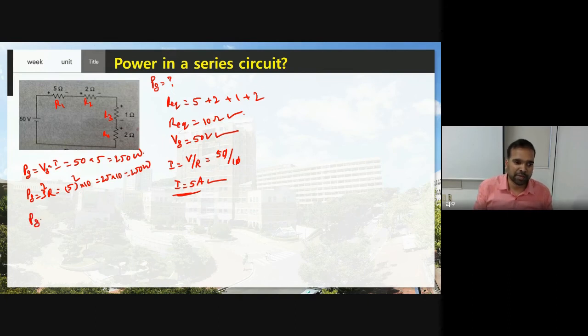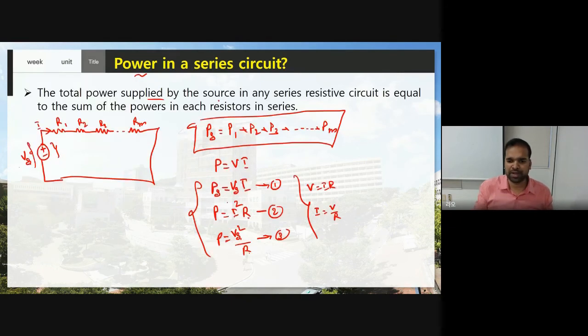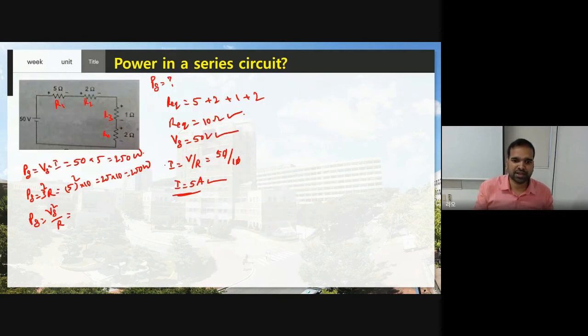What is the third formula? You can write Vs square by R. So this is our third formula. Vs square means the source voltage, 50 whole square, by R, where R means the resistance, R equivalent. You can write 10 here. Of course, you will get the same answer. Clear? Okay. Now you know the power supplied by the source. That is 250 watts.